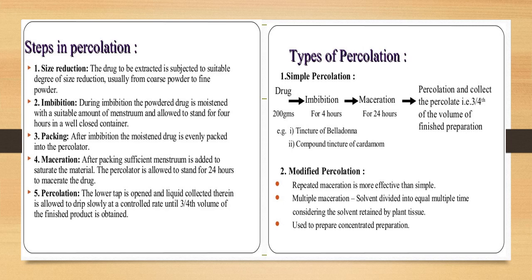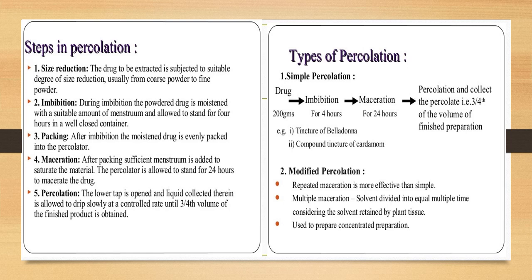The powdered drug is moistened with a suitable amount of menstruum and allowed to stand for 4 hours in a well closed container. Third step is packing. After imbibition, the moistened drug is evenly packed into the percolator. Fourth step is maceration. After packing, sufficient menstruum is added to the saturated material. The percolator is allowed to stand for 24 hours to macerate the drug.